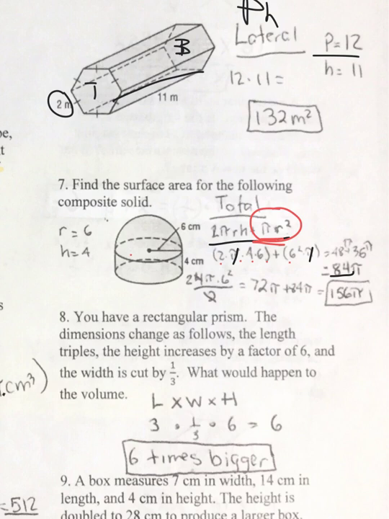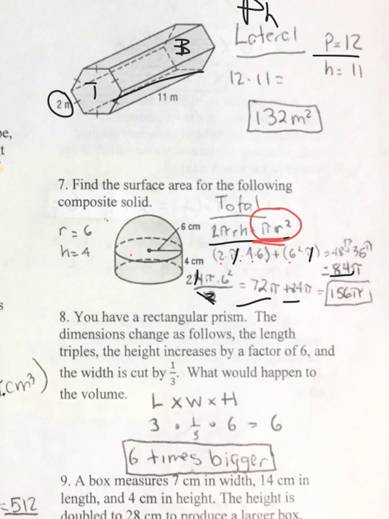Since it's a hemisphere, you divide by 2. And I just went ahead and canceled that. So the 2 cancels itself out. The 4 becomes 2. 2 times pi times 6 squared. 6 squared is 36 times 2 is 72. So 72 and 84 is 156.